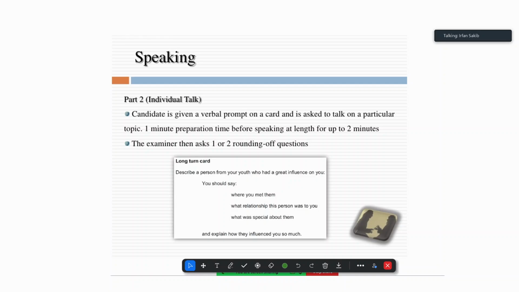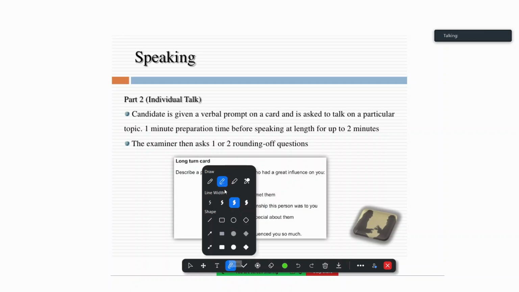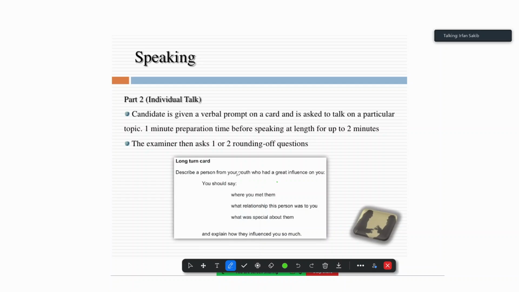Now in part two of the speaking task, they will give you a cue card, or in other words they will give you a topic to talk about, and they will also mention what you have to talk about, what are the points that you need to mention for that topic. For example, here is an example, right? Describe a person from your youth who had a great influence on you. And in IELTS there are actually 8 speaking question types only. If you go through them, then you will be able to excel very easily.